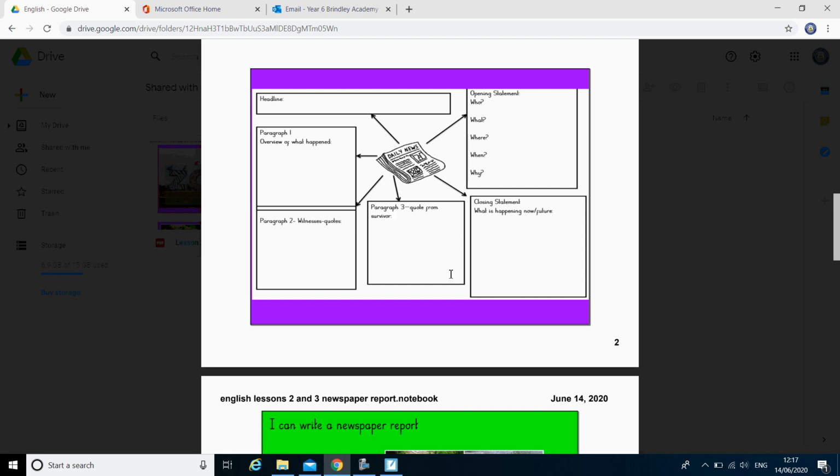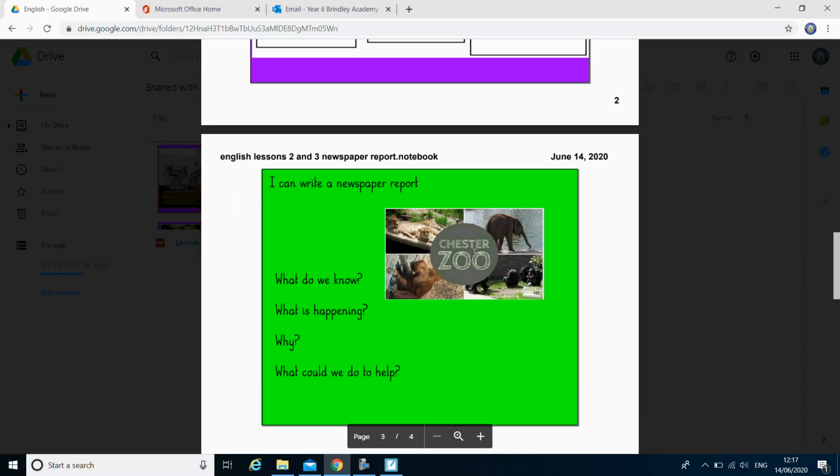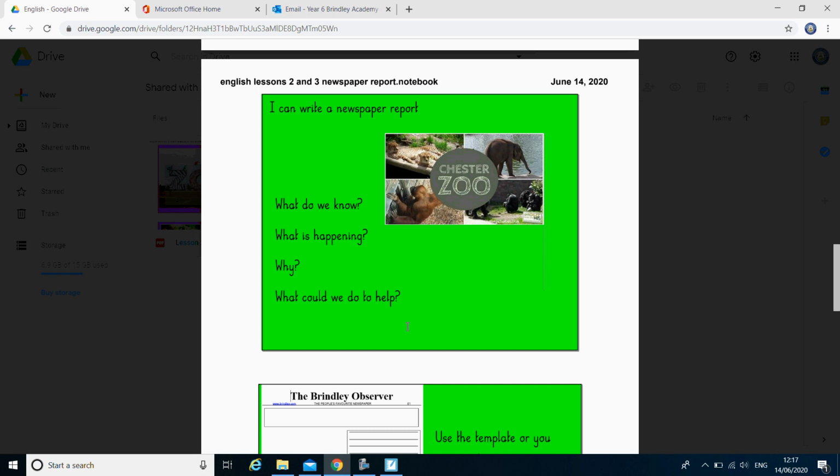This is just a planning document, so today for your lesson, all we want you to do is plan your newspaper article. Tomorrow's lesson, you are then going to have a go at creating your newspaper article. So before you do that, just make sure you've got everything in your plan. Does it tell the reader everything they need to know? Does it tell them what is happening and why it's happening? Does it tell them what they could do to help?